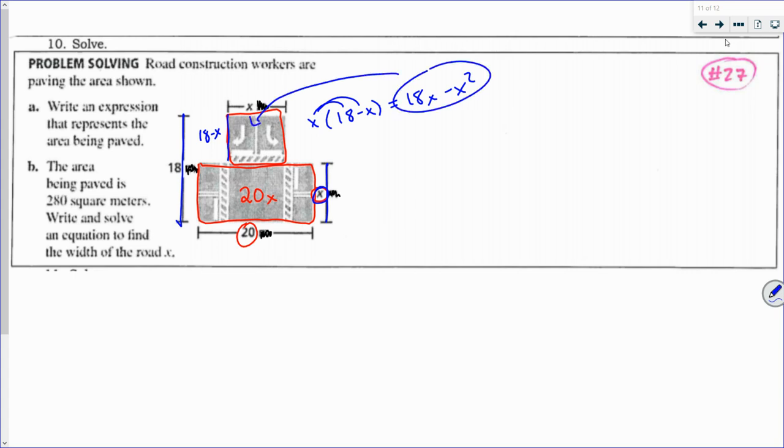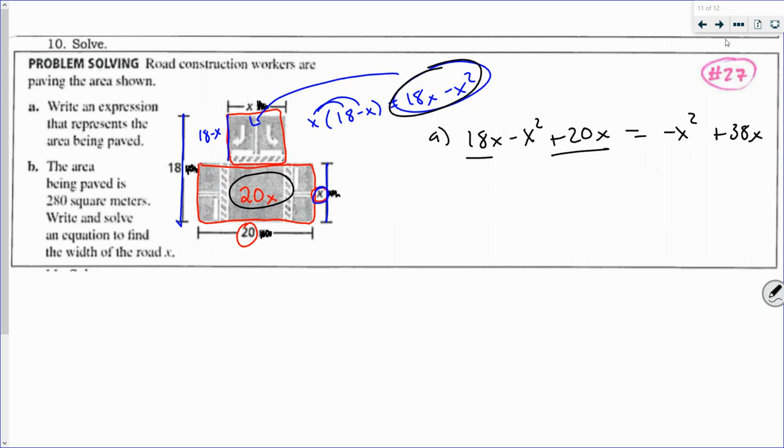Now for the total area of the whole thing in A, we need to take this and add it together. So 18x minus x squared plus 20x. Simplify it by turning this into negative x squared plus 38x.